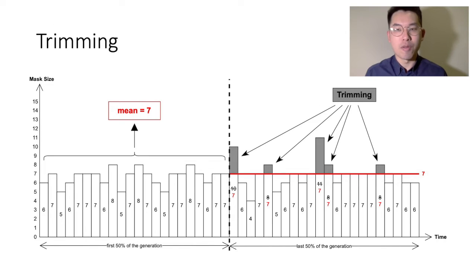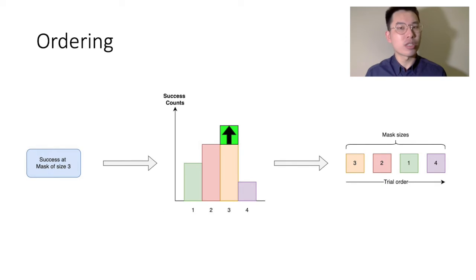The height of each vertical bar represents the size, and the trimmed parts are colored gray. The average size from the first half of the generations is 7 and is used to trim any mask whose size is larger than 7 in the second half. From this, we can further trim large masks that are not likely to succeed based on previous mixing, and thus avoid unpromising function evaluations.